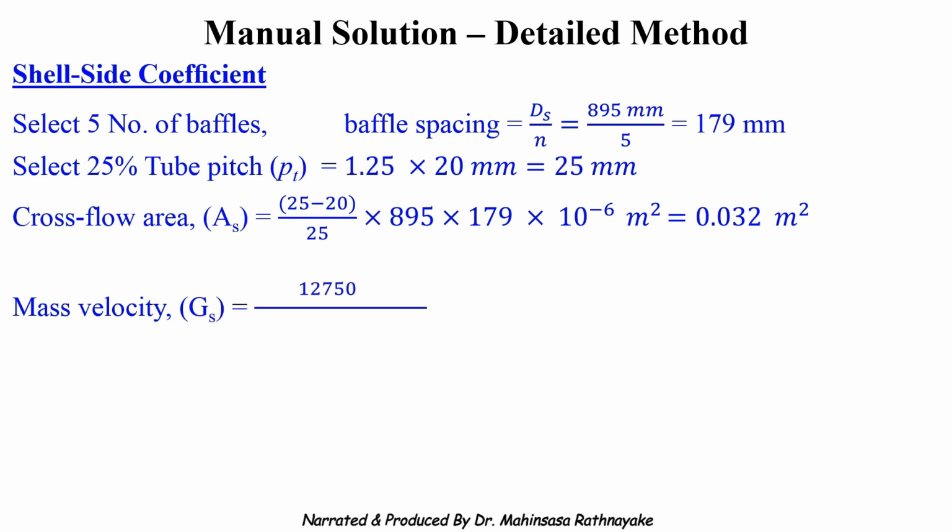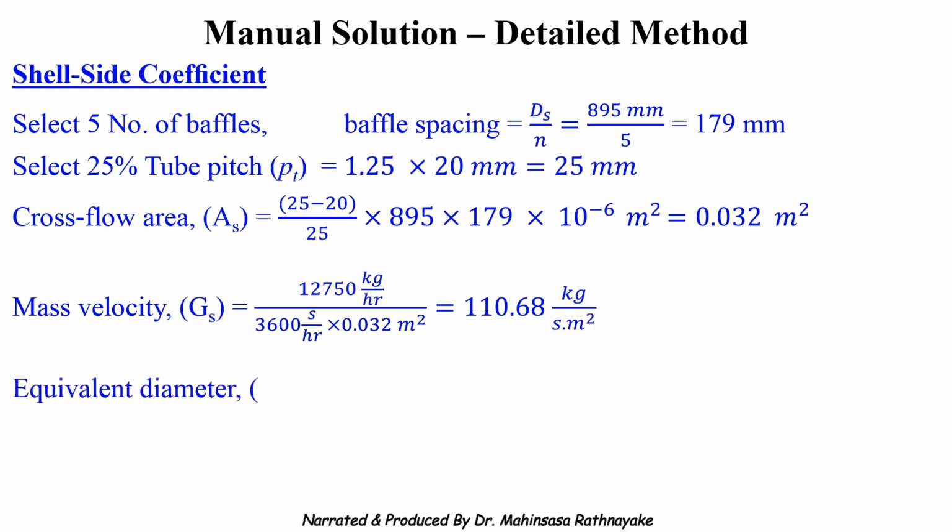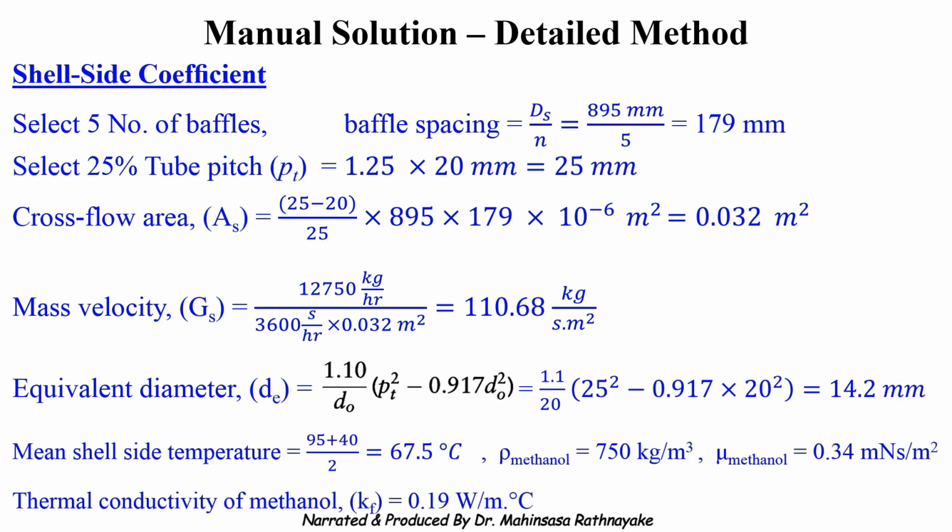The mass velocity or mass flux can be obtained by dividing shell side mass flow rate by the cross flow area. We receive the answer as 110.68 kilograms per second per square meter. As well, we can find the equivalent diameter required for the calculation of Reynolds number for the shell side using the given equation. The equivalent diameter becomes 14.2 millimeters. Average shell side temperature is 67.5 degrees Celsius.